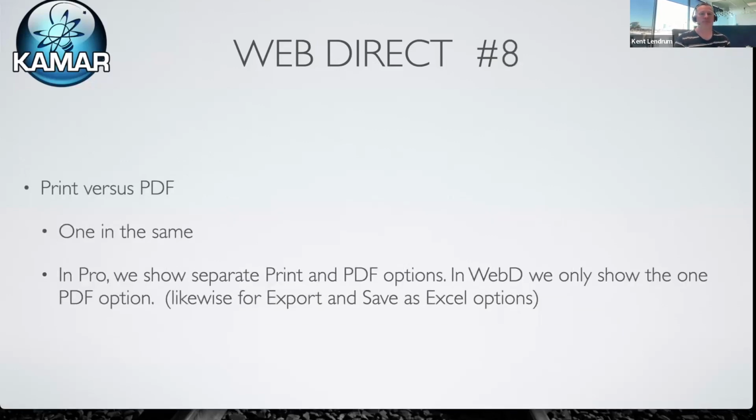Other little things, print versus PDF. WebDirect print is PDF. It just becomes a download. So in Pro, we'll give the user a print and a PDF option, but in WebDirect, we only give one of the options. And similar for export and save as Excel options, we just show one of them.